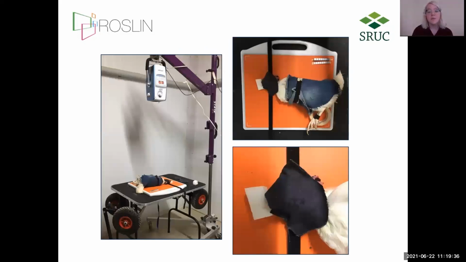To collect the data for my PhD project, I used a portable X-ray device, which is shown on the left. To reduce the bird handler's exposure to radiation, I custom designed restraint devices to hold the hens in place. A restraint jacket made out of cotton denim is shown in the top right picture, and then for immobilizing the head, a cotton hood was designed, and it's shown in the bottom left picture.